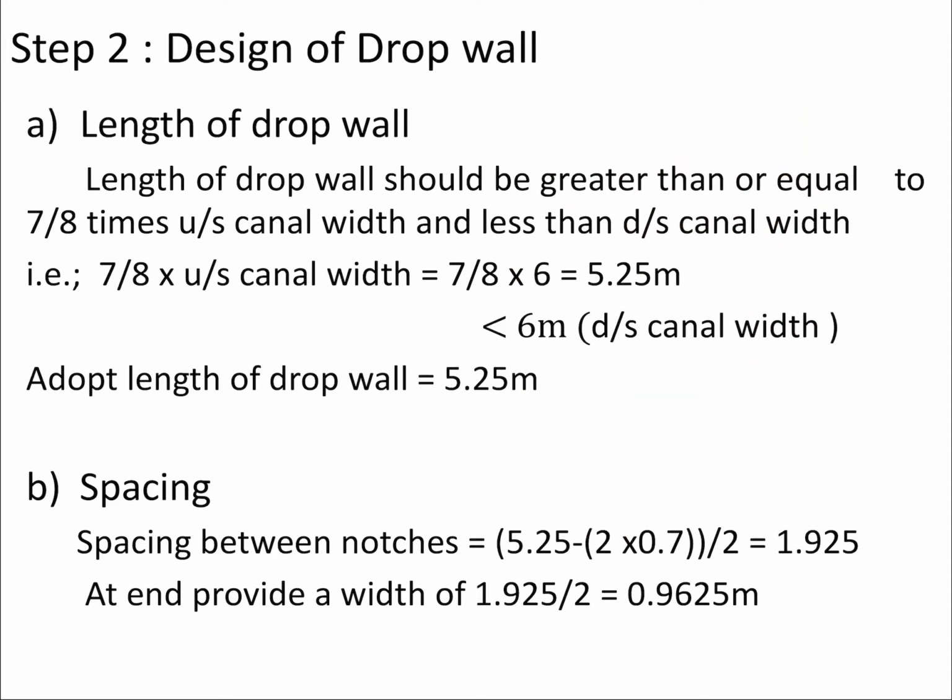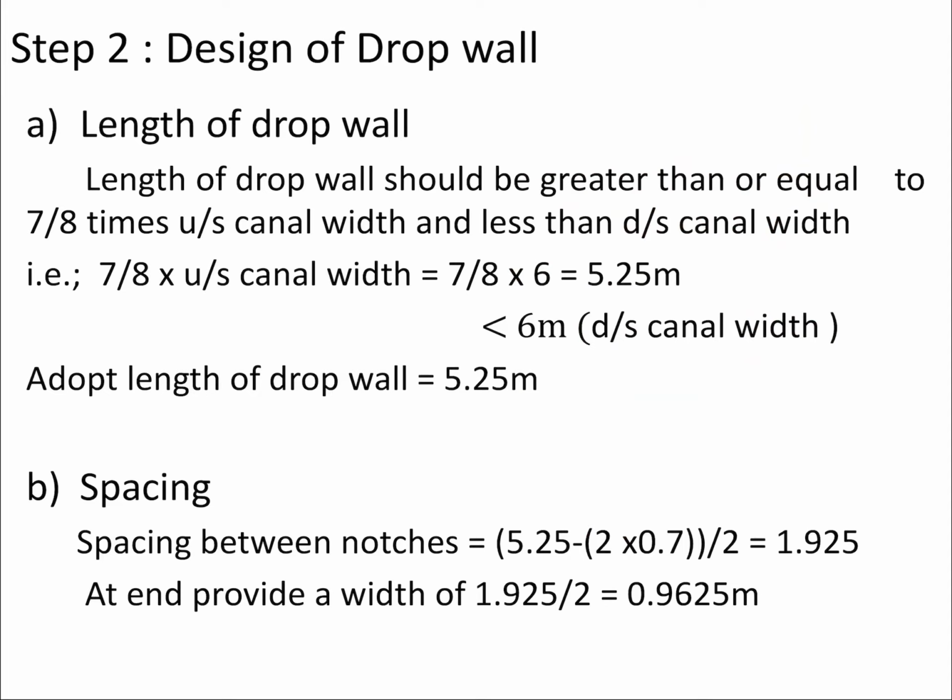Okay, next we want to fix the length of the drop wall. To fix the length of the drop wall, there is a condition. It should be greater than or equal to 7/8 times the upstream canal width and less than the downstream canal width. The upstream canal width is given as 6 meters, so 7/8 into 6 is 5.25. The downstream canal width is given as 6 meter. So 5.25 meter is less than 6 meter, so we can fix the length of the drop wall as 5.25 meter.